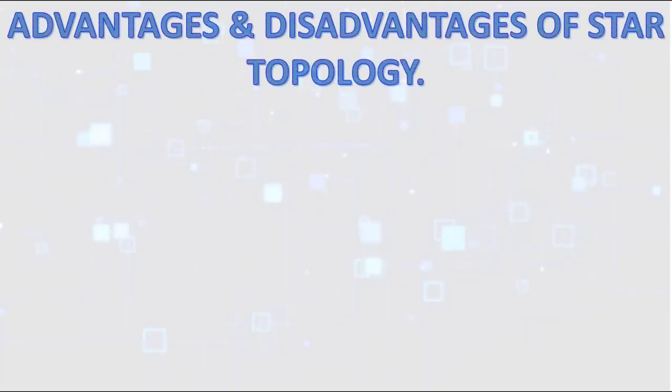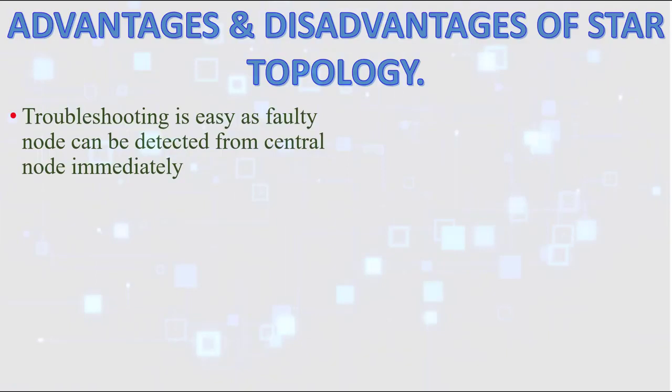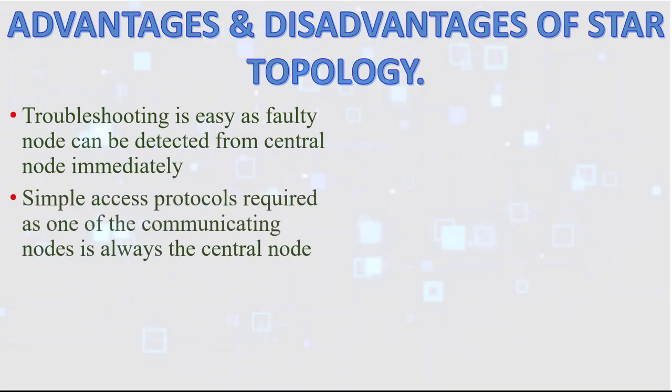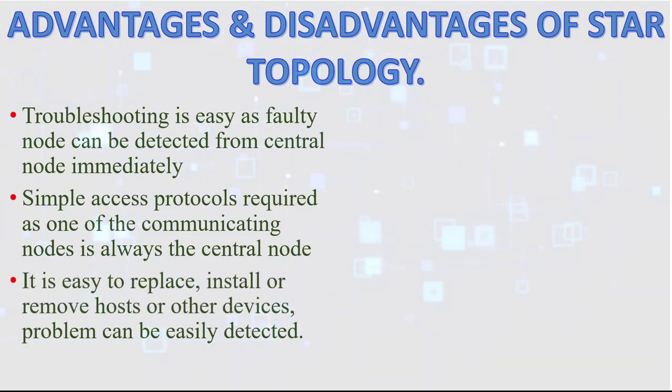The pros and cons of star topology. Easy to troubleshoot the faulty node without disrupting the network. Simple access protocols are required, as one of the communicating nodes is always the central node. It is easy to replace or remove any peripherals without disrupting the network, and problems can also be detected.